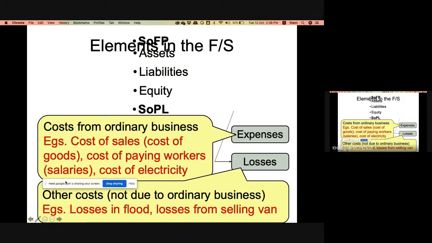Losses in a flood, for example, if the company was involved in any natural disaster, flood or fire, all these things. Those losses are also recorded in your profit and loss statement.